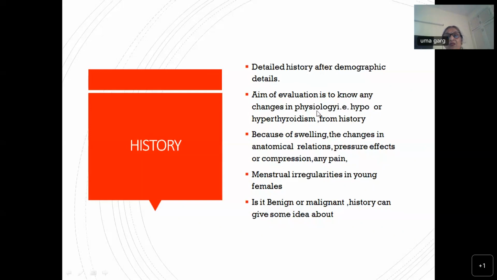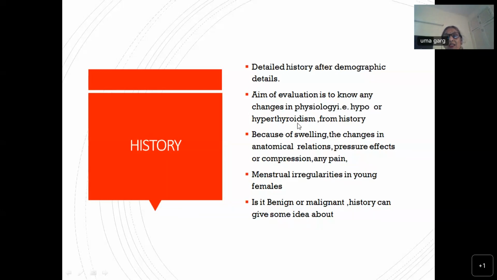Physiology means that the thyroid is functioning, secreting T3 and T4. So if there is a change in the function, it can lead to hypothyroidism or hyperthyroidism. And there are certain points in history which can give you an idea about whether the thyroid is functioning normally, hypo, that is less function, or it is functioning over, that is hyperthyroidism.